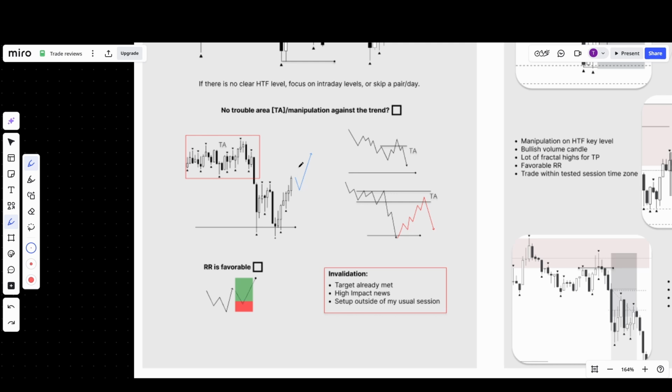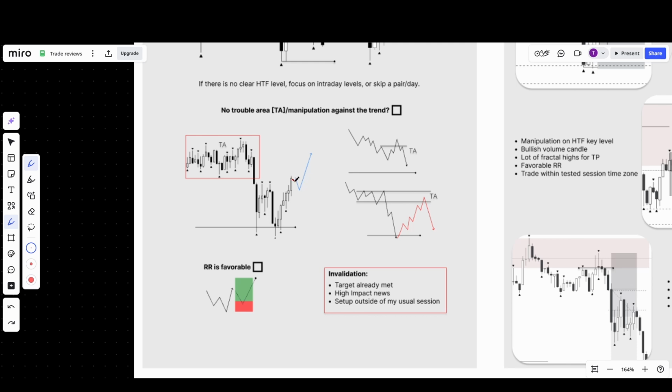And for me, in order to have a high probability trading setup, I also pay attention to whether I have some trouble area, meaning TA. If you see me mentioning TA quite a lot on the Discord, this is what it means: some trouble area, or manipulation against the trend. To explain, this is a key high time frame level. We have some manipulation which eventually ends up being a really beautiful move to the upside.